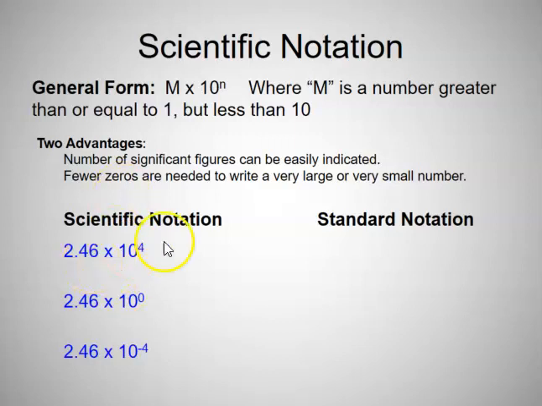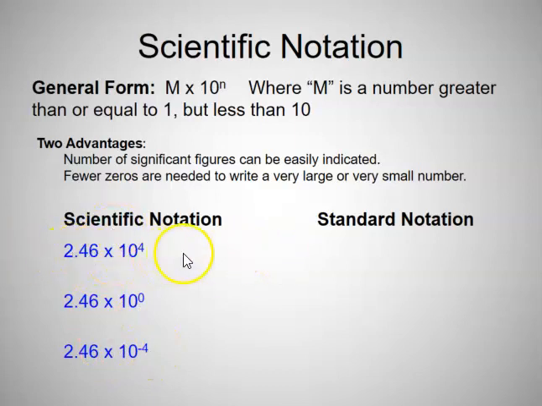So how do I do this? How do I go from scientific to standard, standard to scientific? All right, so if I'm looking at a number, 2.46 times 10 to the 4, this exponent tells me how many decimal places I need to move the decimal place to put it into standard notation. If it's a positive exponent, it's going to be a big number. If it's a negative exponent, that means it's going to be a small number, less than 1.